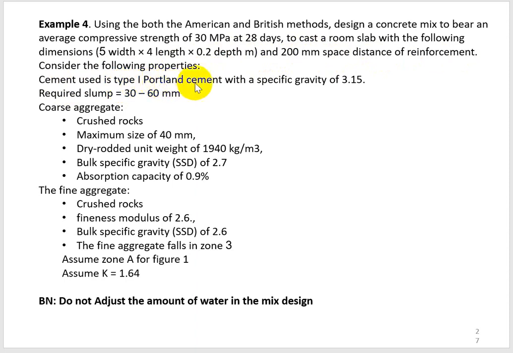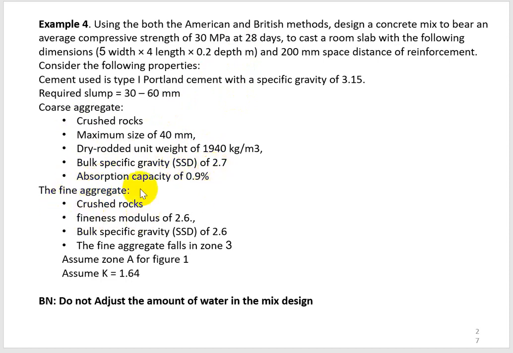Cement used is type 1 Portland cement with a specific gravity of 3.15, required slump 30 to 60, coarse aggregate details. If you can see in the details here, it's been designed in a way that it can provide clear information for both methods, the British and American. So in terms of the coarse aggregate, crushed rock, maximum size of aggregate is provided, dry rodded unit weight that we need to use in the American method, so it's provided under the coarse aggregate. We have the bulk specific gravity and absorption capacity.